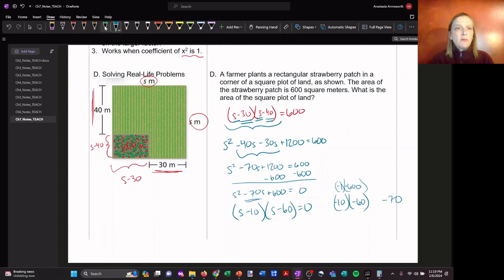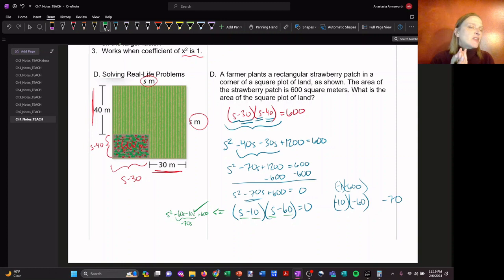Just to double check this for a moment using FOIL, let me just scooch over here. S times s is s squared. S times negative 60 is negative 60s. S times negative 10 is negative 10s. And negative 10 times negative 60 is positive 600. And yes, negative 60s minus 10s adds up to negative 70s. So this checks out. I know I've factored it correctly.